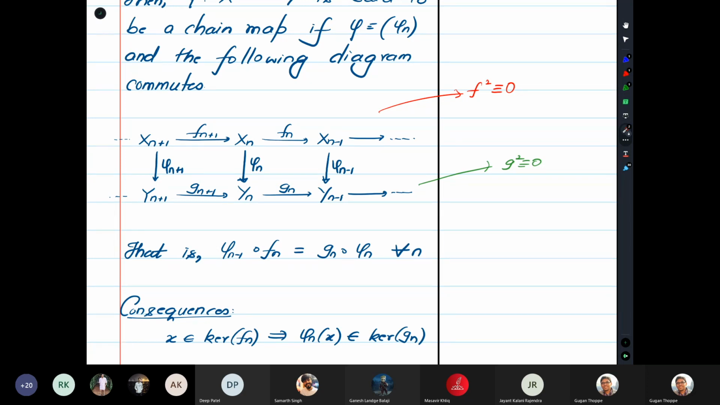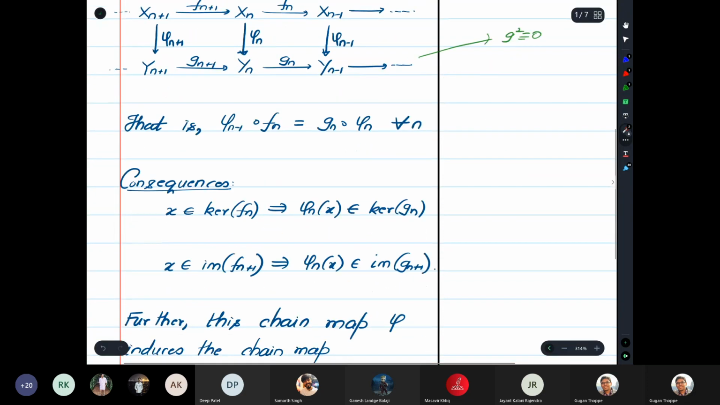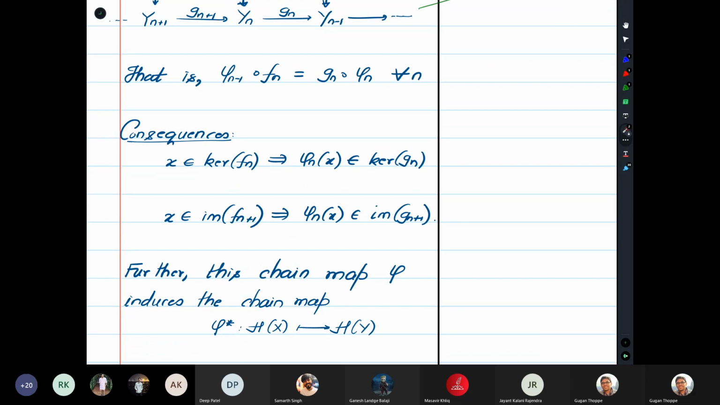Okay, so I hope everyone is comfortable with this idea of a chain map. If you have any questions, please ask them now. If you have any questions regarding a chain map, please let me know. All right, so I don't see any raised hands, so let's advance.